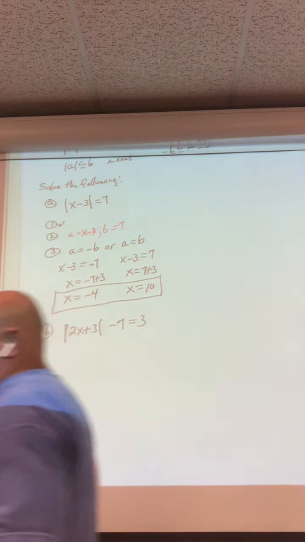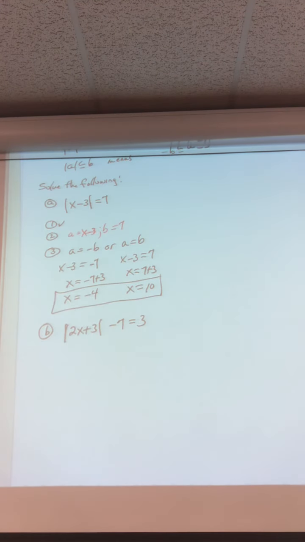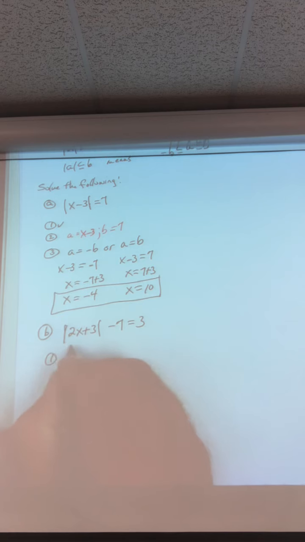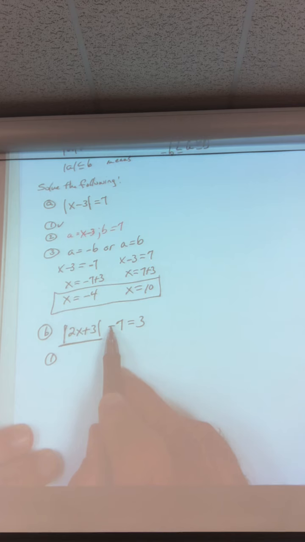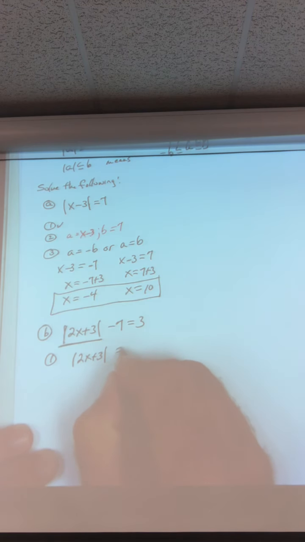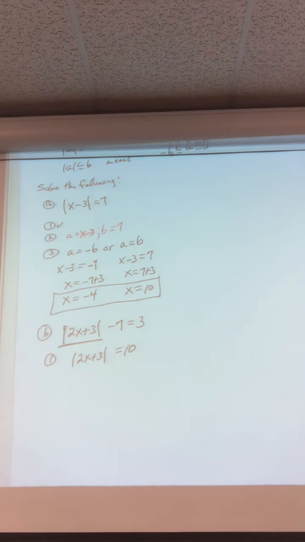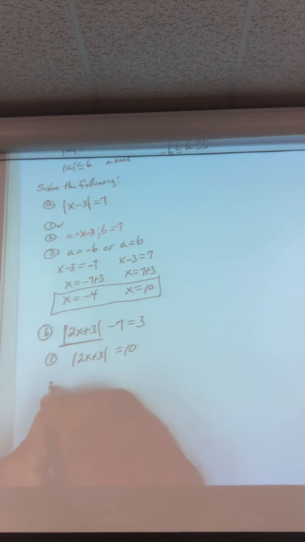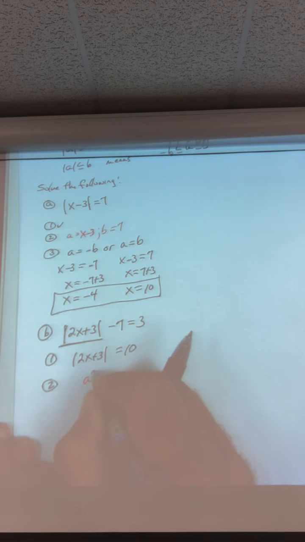So what does step 1 say do? Isolate the absolute value term. Here's your absolute value term. It is not by itself. So get rid of the subtracting 7 by adding 7 to both sides. When I do that, the absolute value symbols are still there. And on the right side, you get 3 plus 7, which is 10. Step 2. Identify A, there it is, and B. There it is.